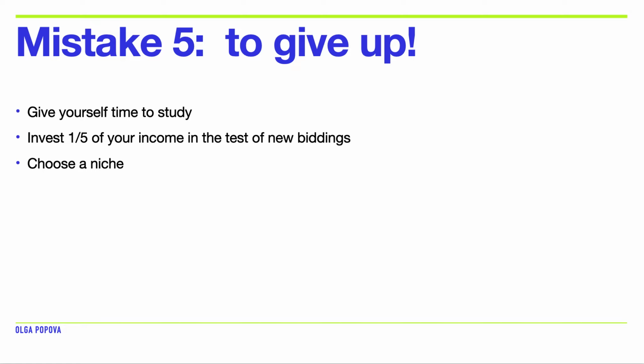Secondly, when you have a profit from your advertising campaign, when you start to have your first profit, and you think how to invest it, it is a very good strategy to invest one fifth of your income in testing new bindings.